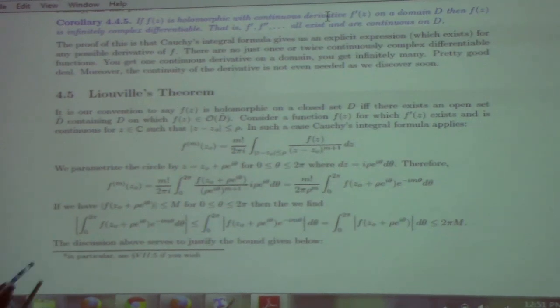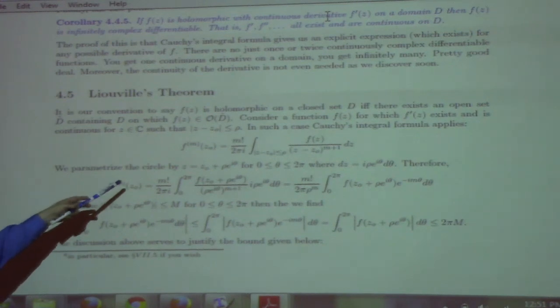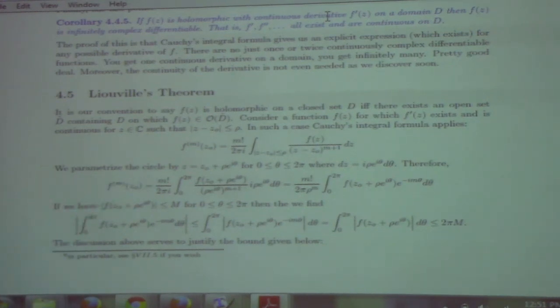Anyway, again, the proof of Cauchy's estimate is really just this combined with Cauchy's integral formula. If you don't understand that, we can go through it again another day.